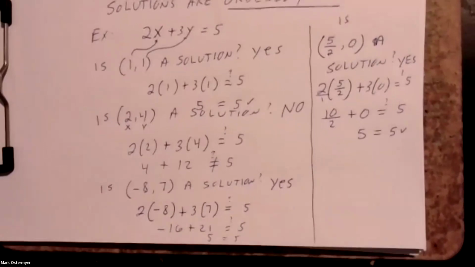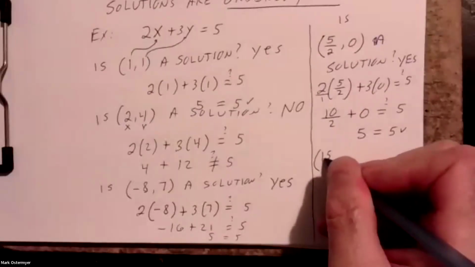Do you think there's any more? Can anybody think of another possible solution to this linear equation? Anybody? Or maybe that's it. Maybe there's only 3. What about 15 thirds, 0?